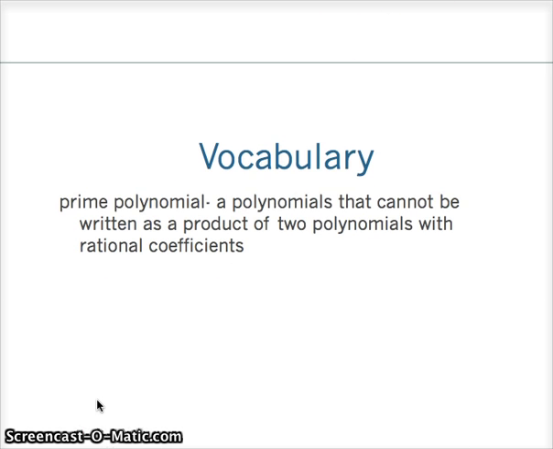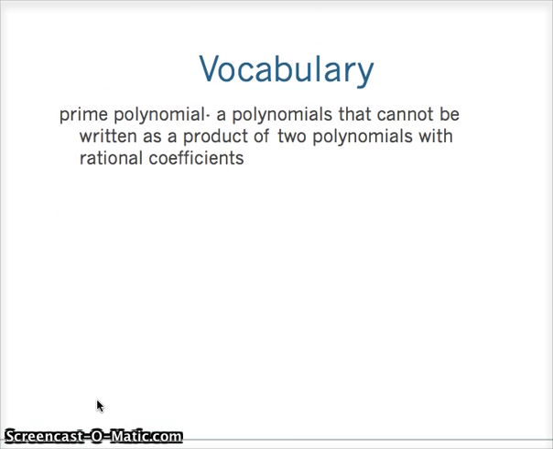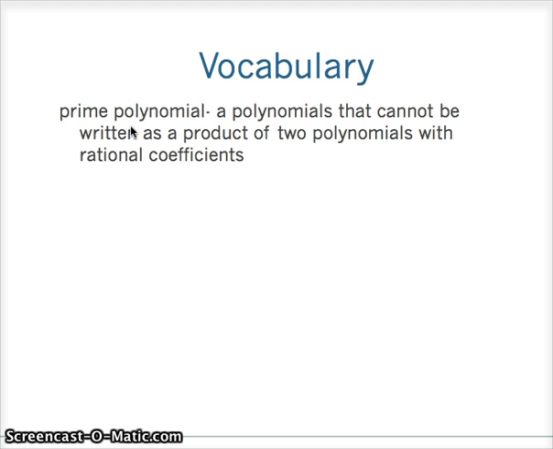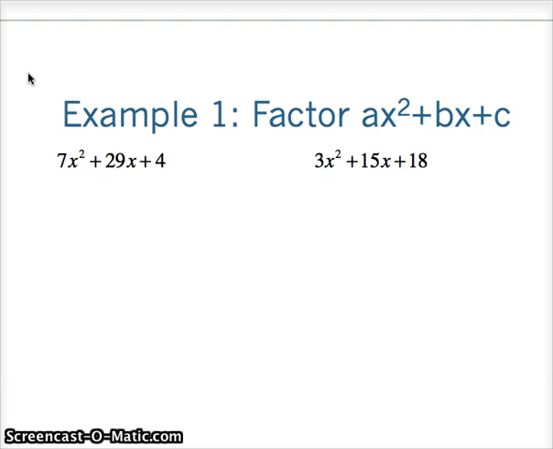So let's get started. Our vocabulary is really just one term, prime polynomial. These are polynomials that cannot be written as a product of two polynomials with rational coefficients. Basically, they're not factorable in the way that we've been working on factoring. So prime polynomials are polynomials that aren't factorable for all intents and purposes. All right, so let's get started.